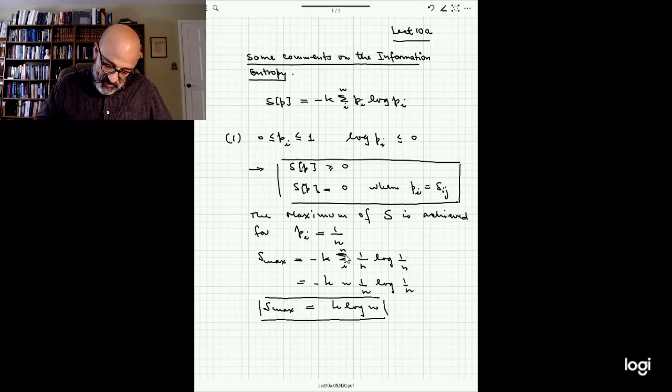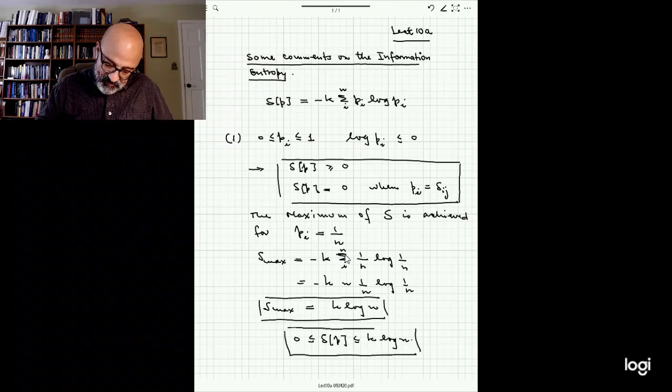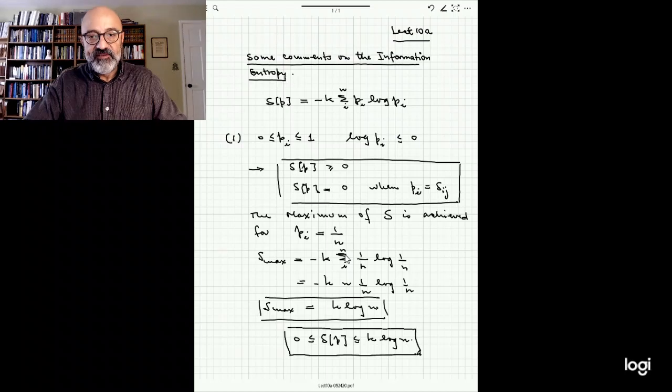So we have here a basic inequality. Entropies in the discrete case are supposed to go between 0 and k log n. Very good. Next comment.